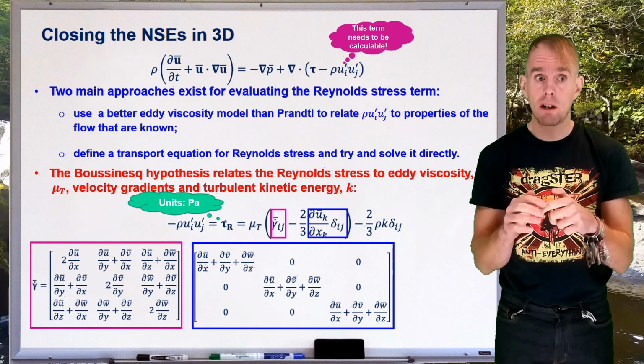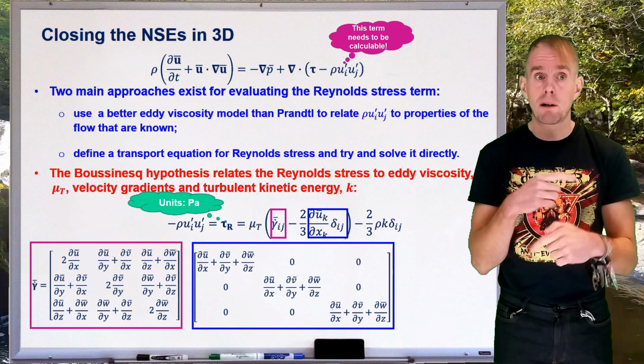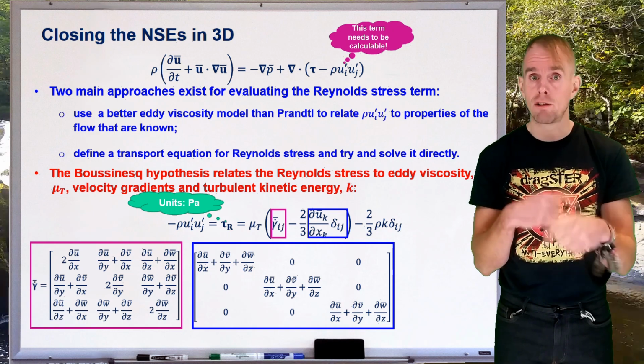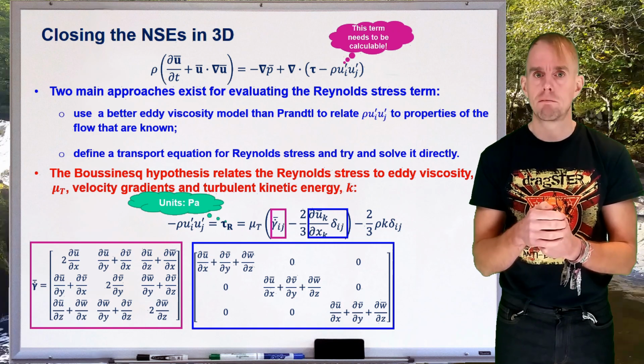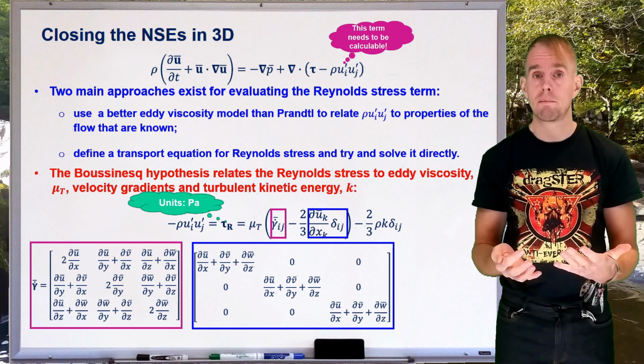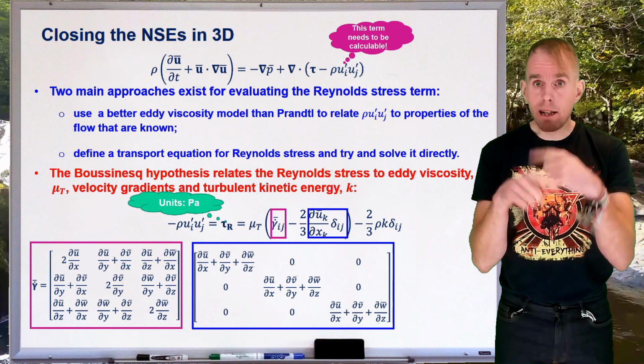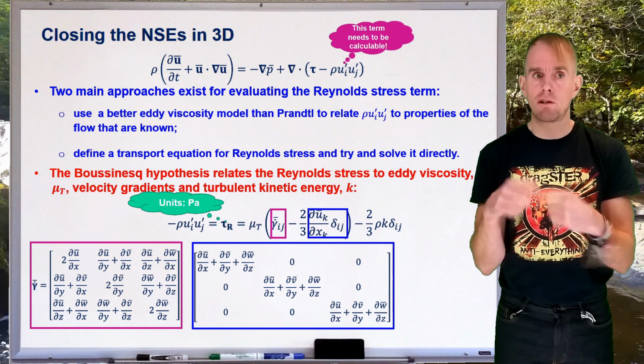So thinking about that d u bar k by dxk term, as we go through that innermost loop, what we're doing is just adding those partial derivatives of velocity with respect to distance together. So it's du by dx plus dv by dy plus dw by dz, which is simply a statement of continuity. So at each inner loop, you're evaluating continuity.